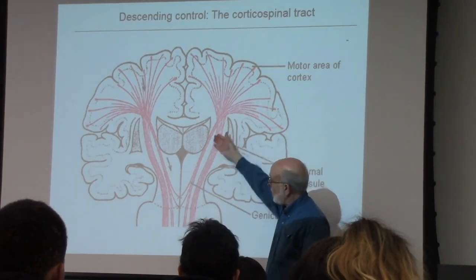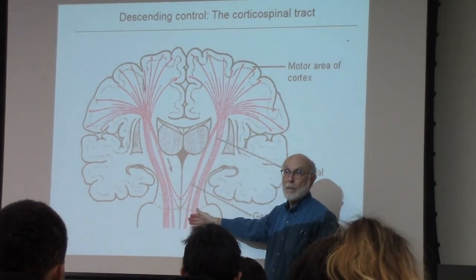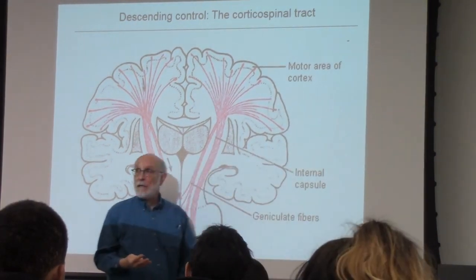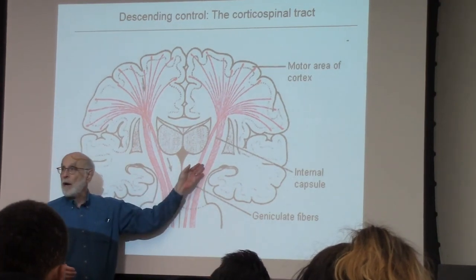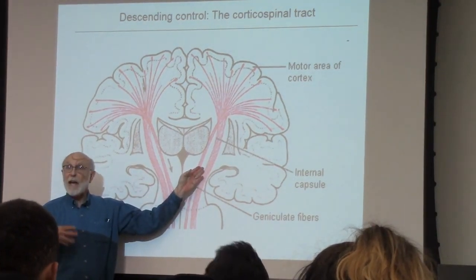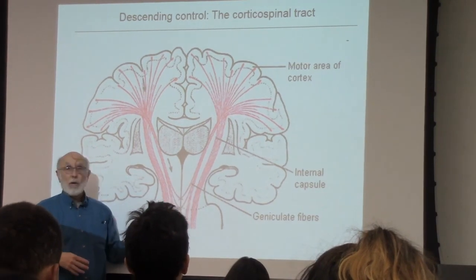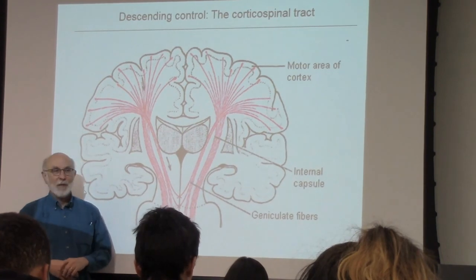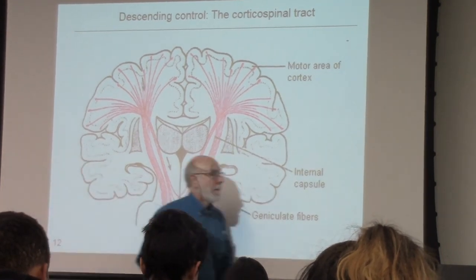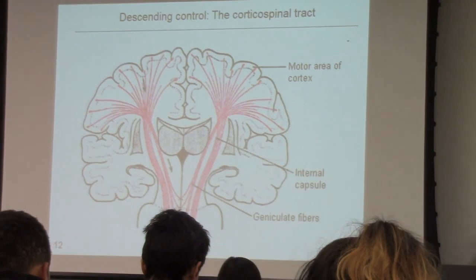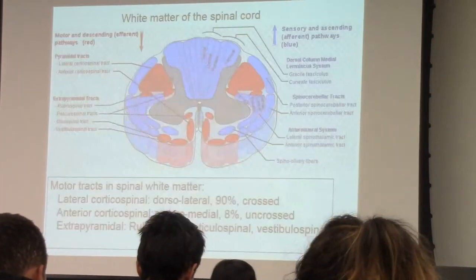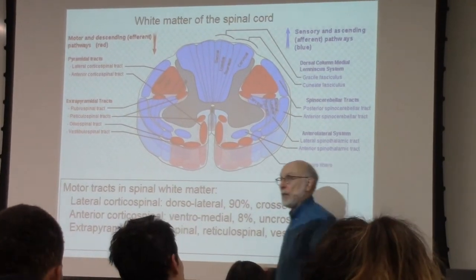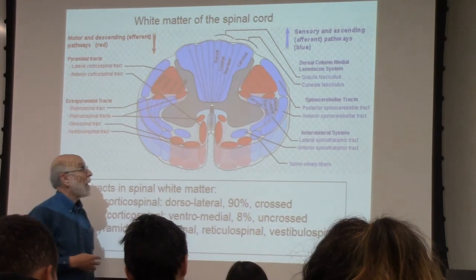Those axons go through the internal capsule, so that's part of the anatomy of the corticospinal tract. The corticospinal tract axons then go through the brainstem, and 90% of those axons cross over, and that crossover is in the medulla. It's called the pyramid of the medulla. So these are the things to know. 90% of the axons in the corticospinal tract are crossed.